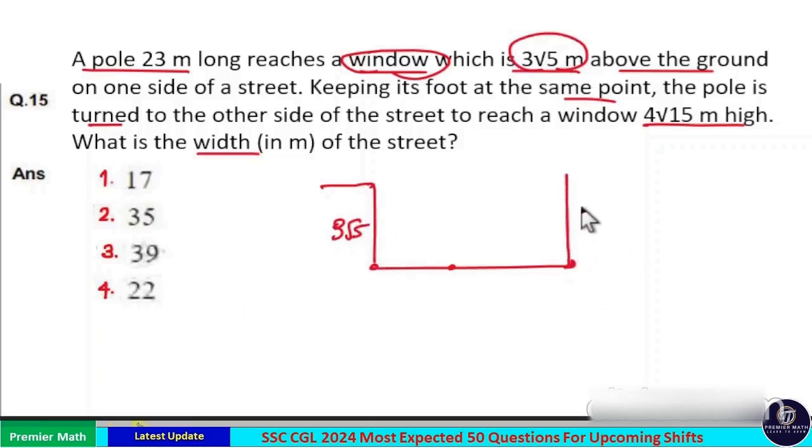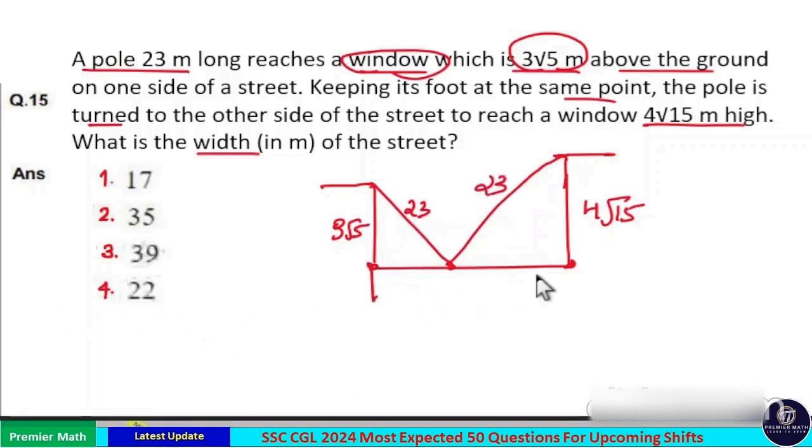And the other window is on the other side of the street, which is 4 root 15 meter above the ground. And this pole reaches both the windows, and the pole length is equal to 23 meter. Now here we have to find out the horizontal distance, that is, the width of the street.